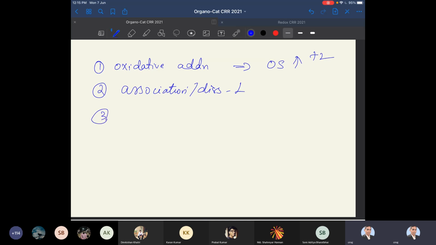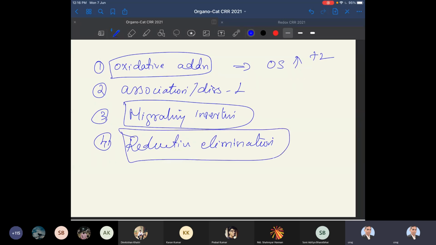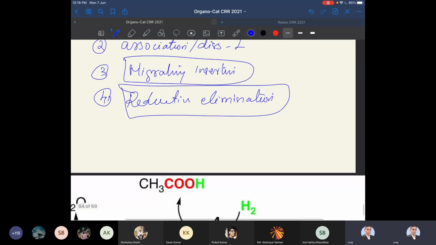The third one is migratory insertion, right? I have explained in the previous class. And the fourth one is typically reductive elimination. In between that, other steps can also come into the picture. I have explained the various steps that are involved: association, dissociation. The major steps are oxidative addition, migratory insertion, and reductive elimination. These are the 3 to 4 steps that mainly come into picture in a catalytic reaction, right?